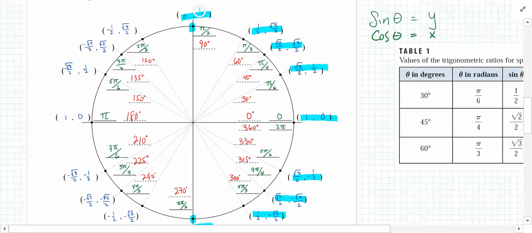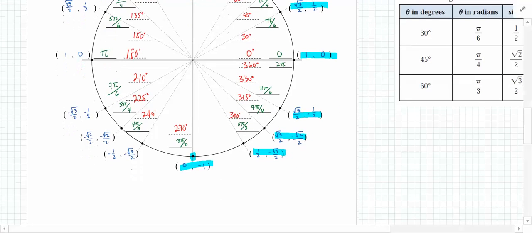For example, tangent of 90 degrees cannot be calculated because the tangent of 90 degrees, or tangent of pi over 2, is exactly equal to this y value divided by this x value. 1 divided by 0 does not have a solution. That's undefined. Same thing down here. If negative 1 is divided by 0, that's undefined as well.